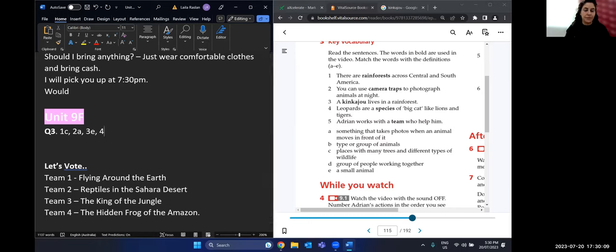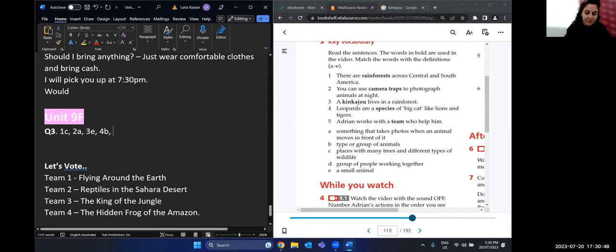4B. Adrian, the photographer, works with a team who help him. What's a team? What does that word mean? A group of people working together, the same way you work together to do your presentations. Teamwork, team effort, team spirit. We've got lots of words that we use for team. So yeah, a team is a group of people working together.